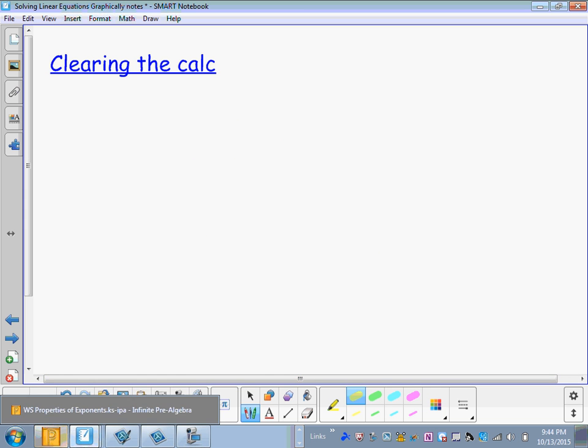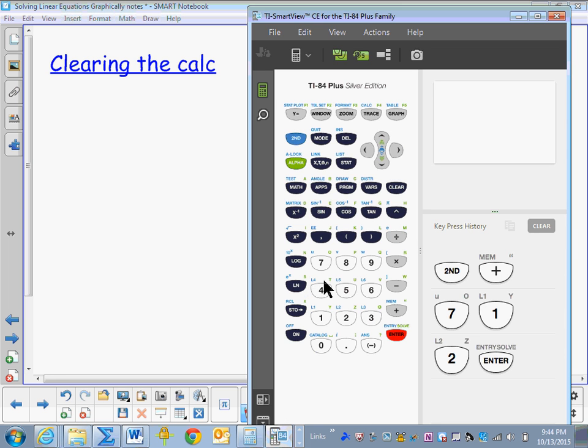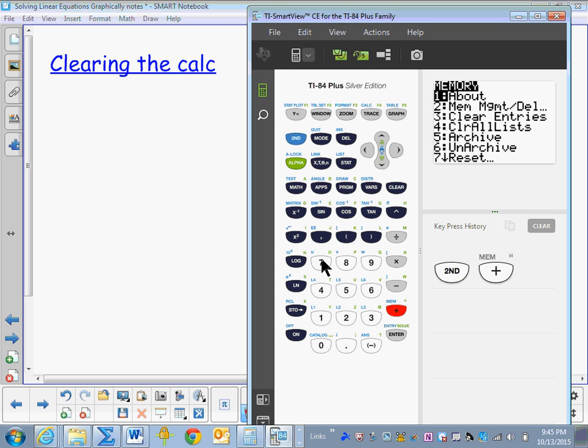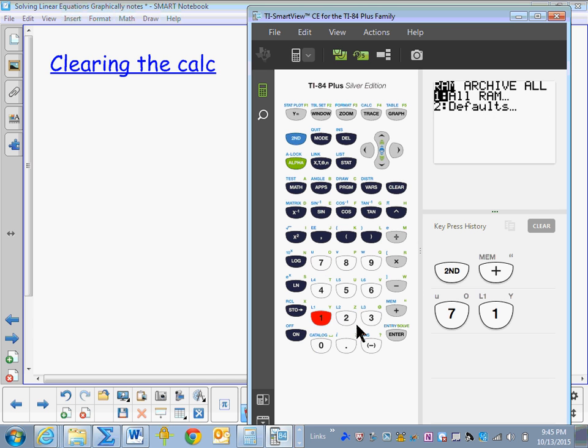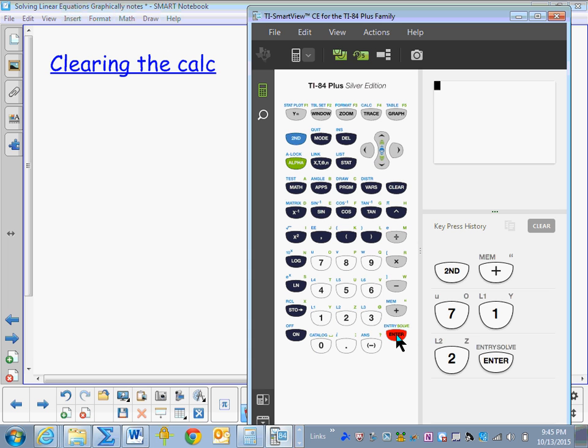First, let's clear our calculators together. In order to clear your calculator, we're going to hit second, plus, 7, 1, 2, and then hit enter. And that should clear your calculator. Second plus 7, 1, 2.